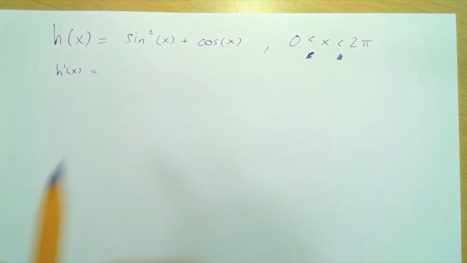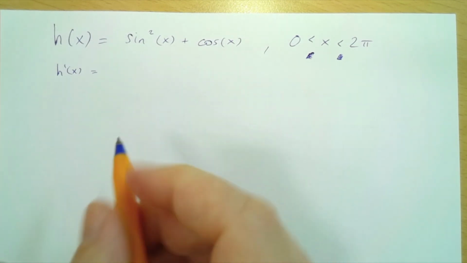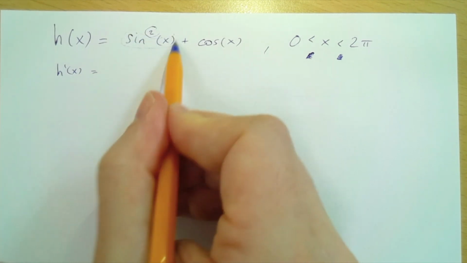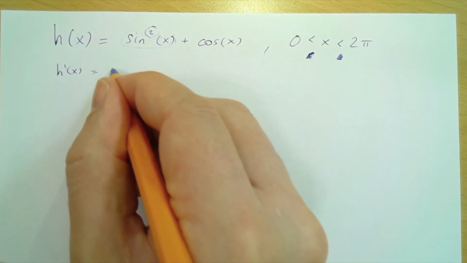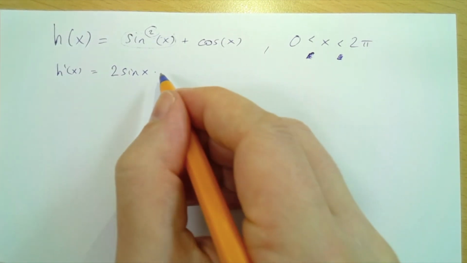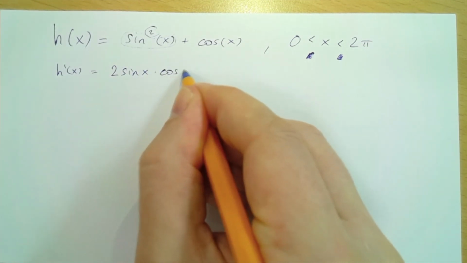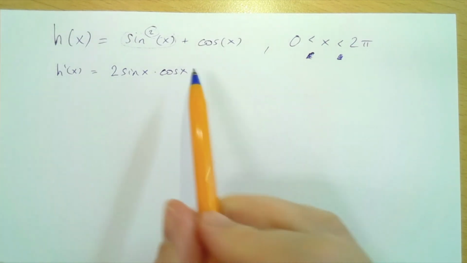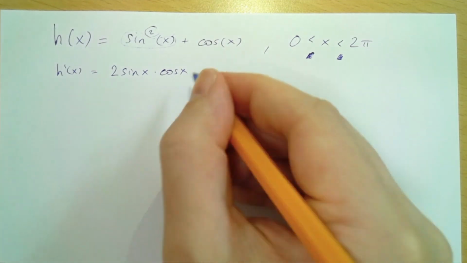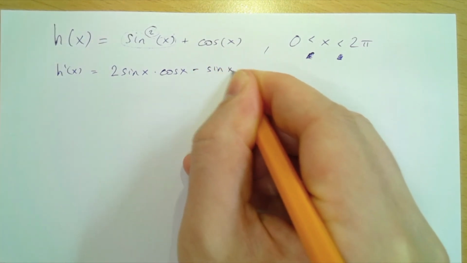So derivative of sine squared x, this is a chain rule. We have the square outside, and the inside function is sine x. The derivative is therefore 2 sine x times the inside derivative, which is the derivative of sine x, cosine x, plus the derivative of cosine x, which is negative sine x, so we get minus sine x.